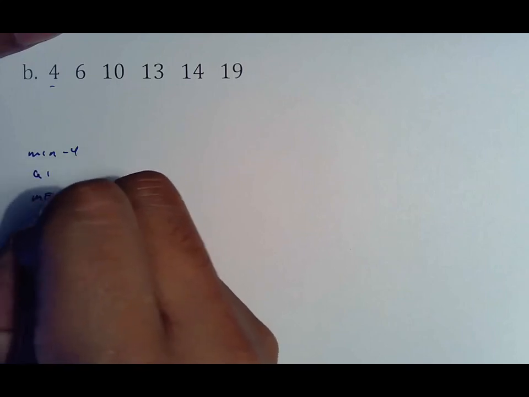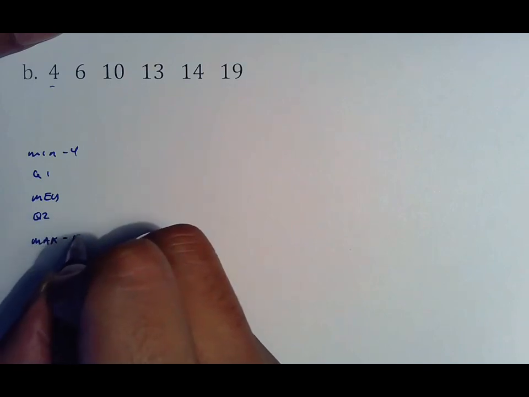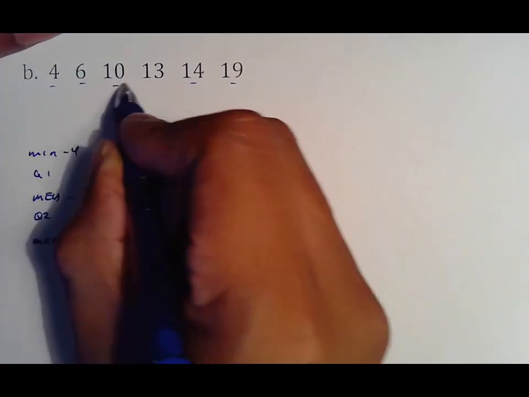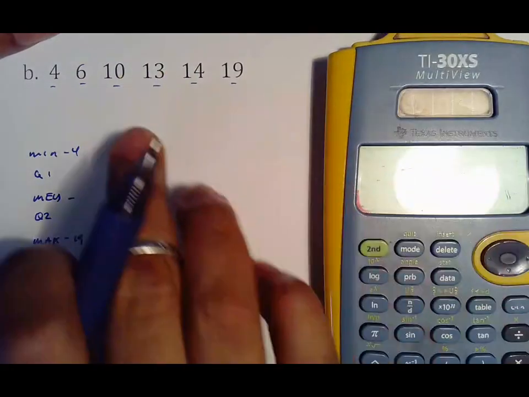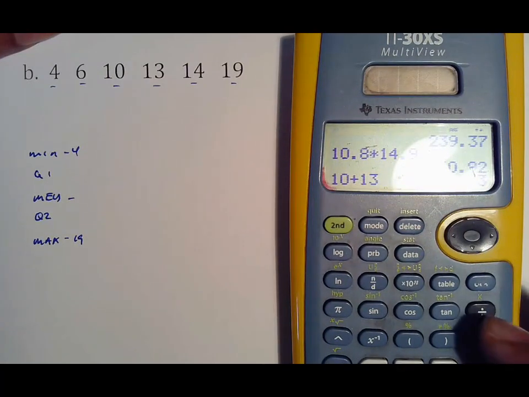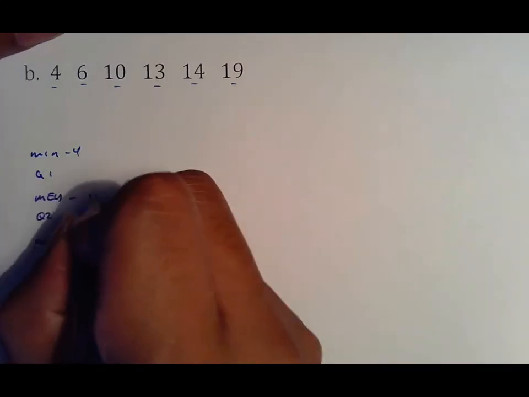Q1, median, Q3, and max. Your max is 19. Your median, let's see, 4 and 19, 6 and 14. Notice 10 and 13 go. And so what I want to do now, remember whenever there's 2 in the middle, I want to find the average of those. So 10 plus 13, divided by 2, equals 11.5. That is my median.